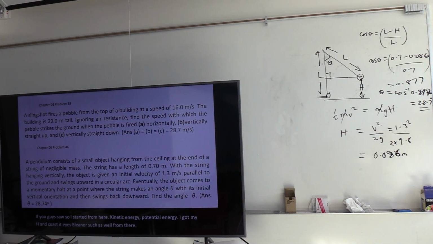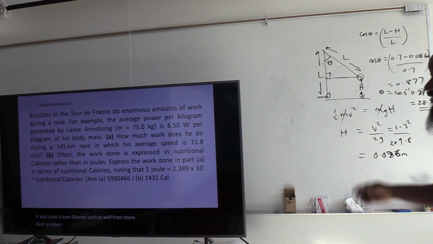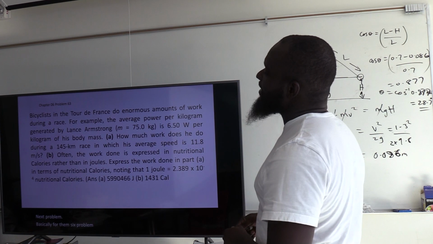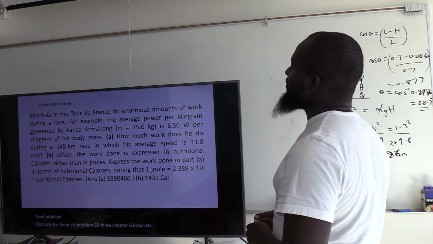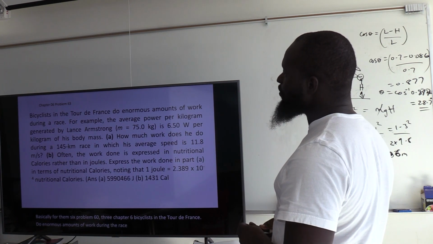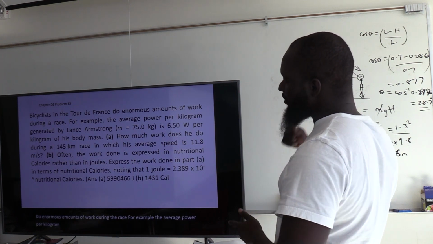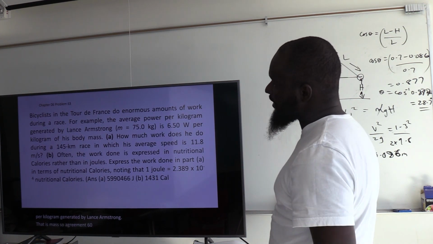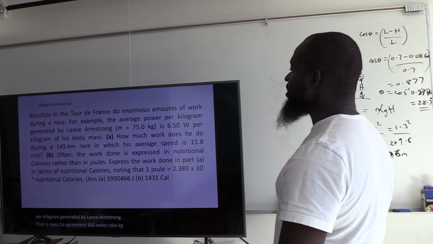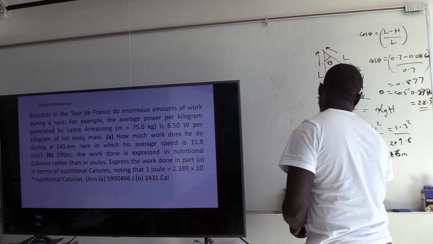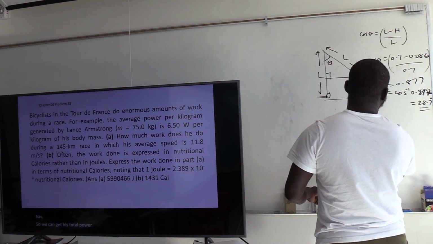Next problem. Bicyclist, problem 63, chapter 6. Bicyclists in the Tour de France do enormous amounts of work during a race. For example, the average power per kilogram generated by Lance Armstrong, that's his mass. So we're given 6.5 watts per kilogram. So that's the power he has.